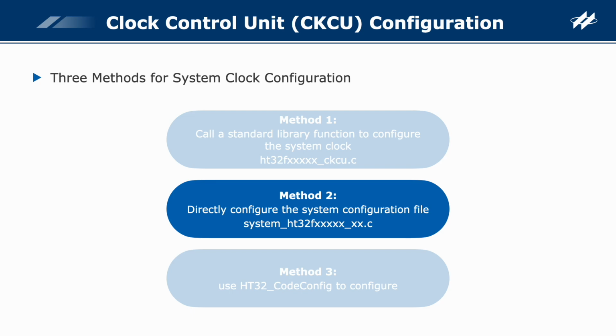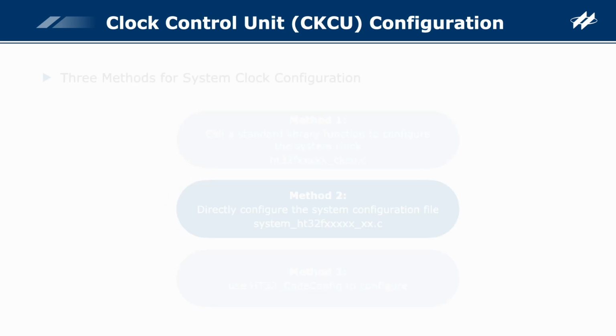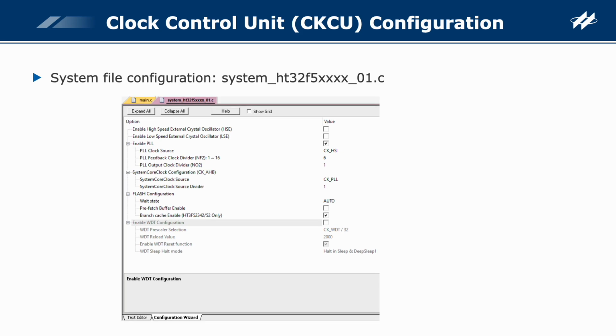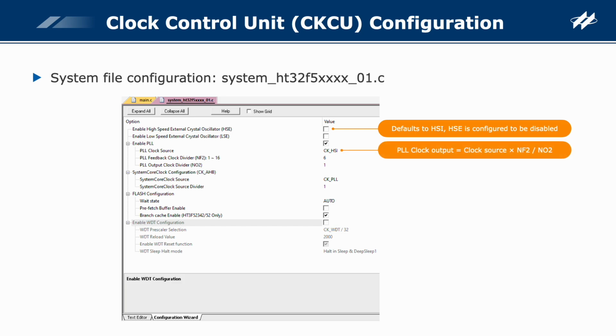Method 2, directly configure the system configuration file. First directly configure the system file, system_HT32F5xxxx.c, as shown above. And enable HSE by checking the appropriate box in the option selection. Configure the PLL. Configure the system clock.